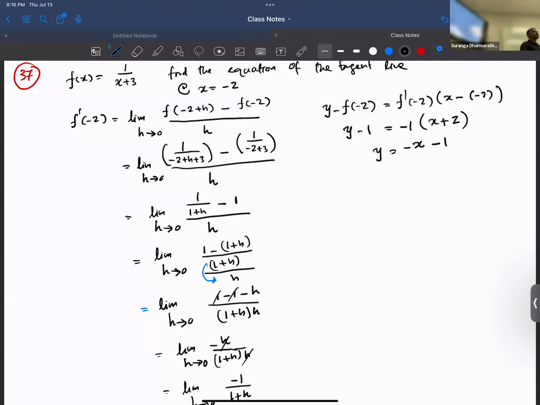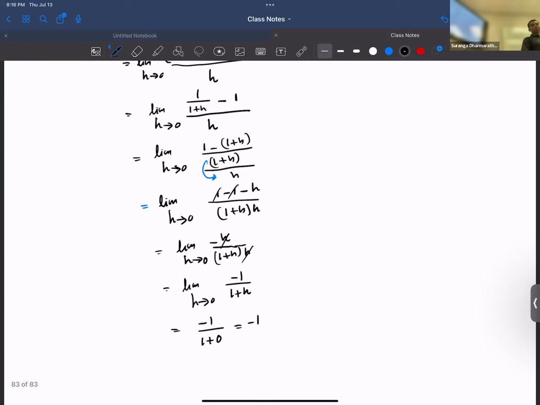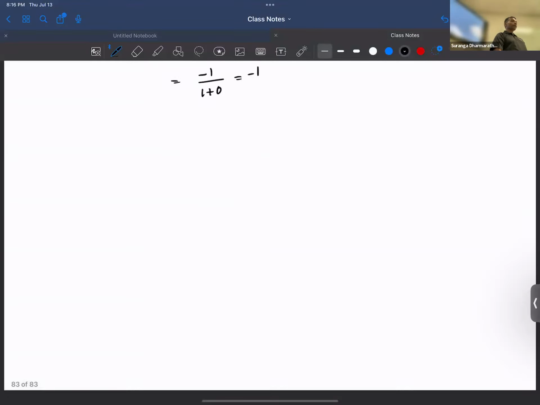Is it all good? So that's how we find it. You can do that for anything. I can work out like 10 examples, it will be the same. Right? Does that make sense to everybody?